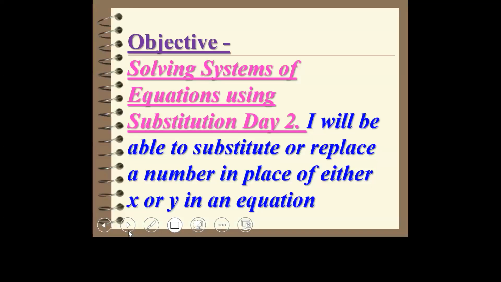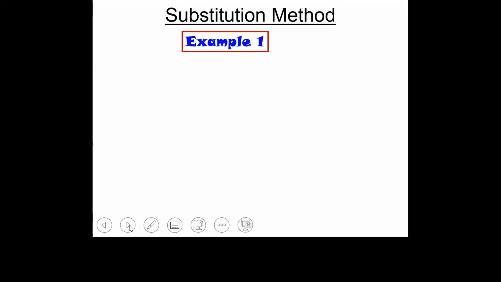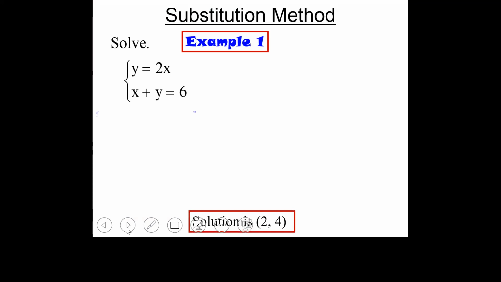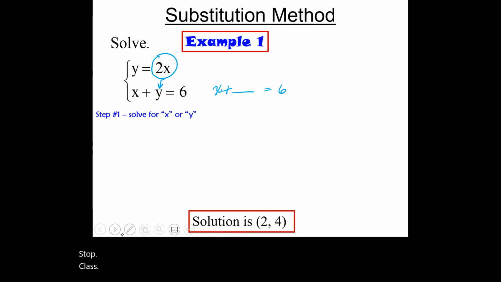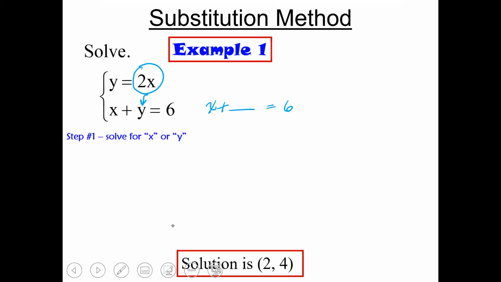Okay, so with that said, let's go ahead and get started with the first question. Here's your first example, and it's through substitution. Your first step is step 1, solve for x or y. Well, given the fact that y is already solved and it's right here, we're going to take that and put it in place of y. So you have x plus whatever y is equals 6. And you guys also know that the y is going to be 2x, so we put 2x right there.